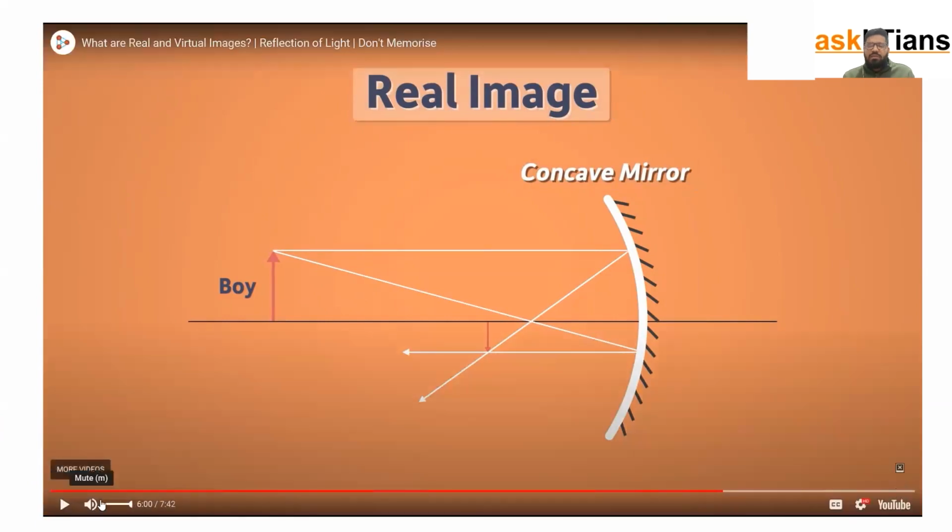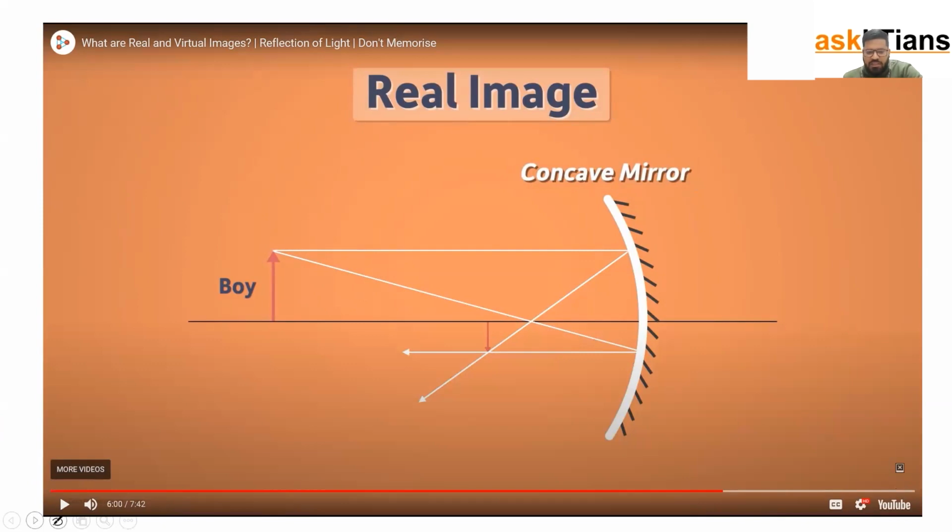Now I think the basic concept is clear. What is a real image, what is a virtual image? Real images are formed when light rays are actually meeting. It is always formed in front of the mirror. And if I talk about the virtual image, virtual images are formed behind the mirror, where light rays do not actually meet. They appear to come from a point. That's why they are known as virtual images.